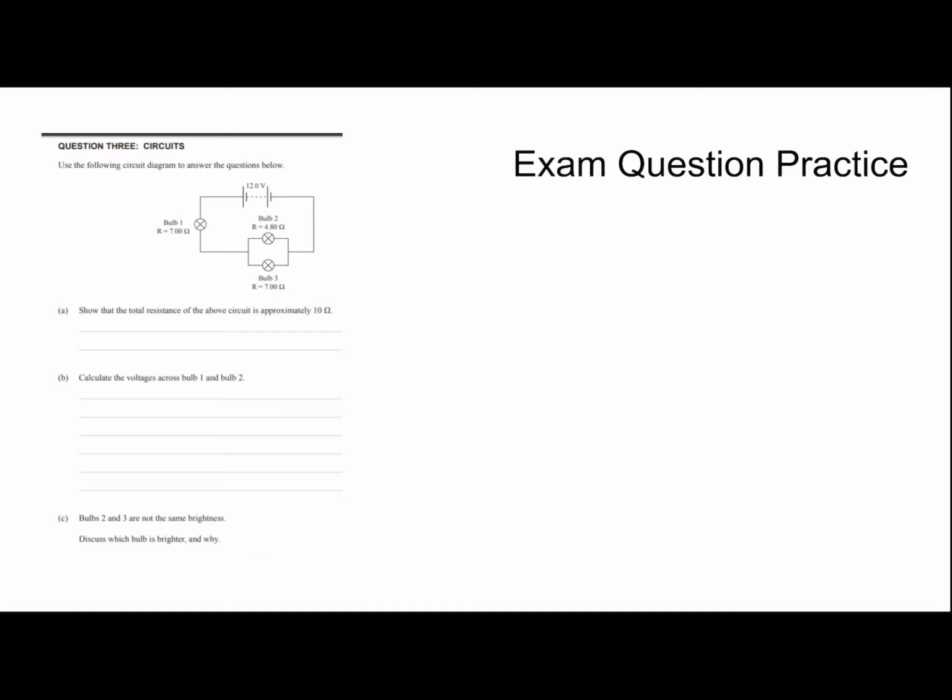So just one final exam question practice. Question 3, doesn't matter which question 3 it is. Use the following circuit diagram to answer the questions below. Show that the total resistance of the circuit is approximately 10 ohms. So once again, we're going to be adding total series resistance to total parallel resistance.